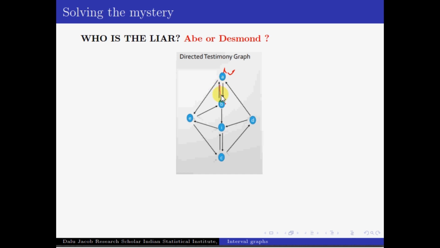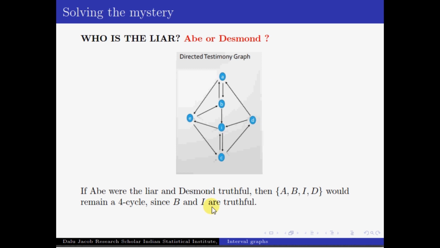So even if you ignore the testimony of A, the testimony of B will give this edge, and also this edge, and if D is a truthful person, then this edge will be there and this edge will be there. So no matter what A is telling, this cycle will remain the same. What we can conclude here is that accusing A of being a liar won't solve our problem. So we are left with only one person, and we can say that D must be the liar. Therefore we can conclude that D is the liar.